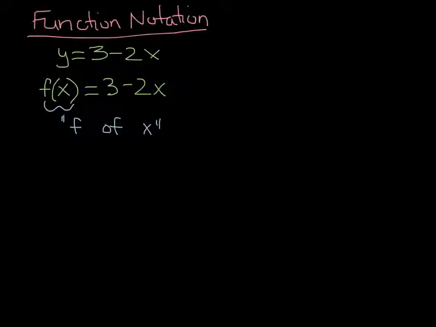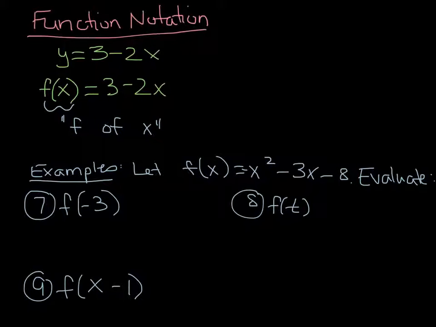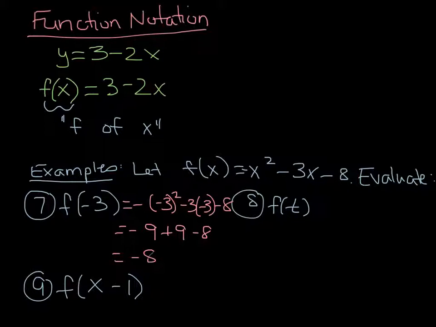So let's do some examples. We're going to use f of x equals negative x squared minus 3x minus 8. And we want to evaluate a few things. So for number 7, what we're going to do is we're going to take our original equation, and everywhere that we see an x, we're going to substitute in negative 3. So we end up getting negative 9 plus 9 minus 8, which is just going to give us negative 8.